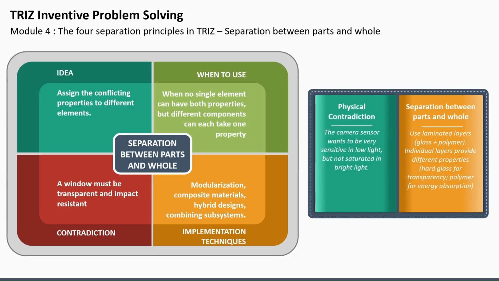And the separation between parts and whole solution for this is to have a laminated layer, the glass plus polymer. Individually, the glass provides the transparency that we are looking for, and the polymer will give you the ability to resist impact or provide energy absorption, right? So this is how the four techniques work. I have given only simple examples here. In our following modules, I am planning to give you detailed examples and some case studies on how to handle each one of these.